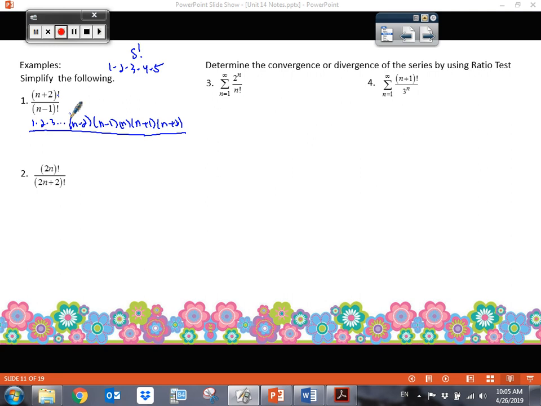So in the denominator, I'm going to again do 1 times 2 times 3, dot, dot, dot, and I'm going to take this one back to n minus 2 times n minus 1. Those two are fully expanded. Once we get them fully expanded, we're going to cross out the factors that match. Of course the 1, 2, 3 always goes away, along with the n minus 2 and the n minus 1. And what we're left with is the simplification of those two factorials: n times n plus 1 times n plus 2.